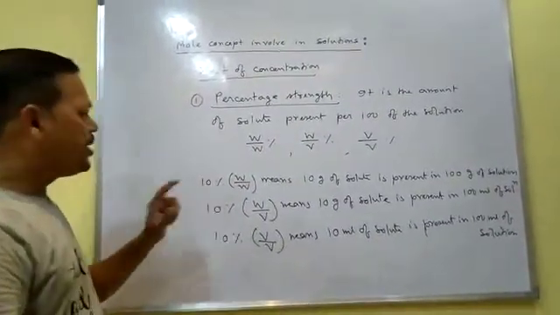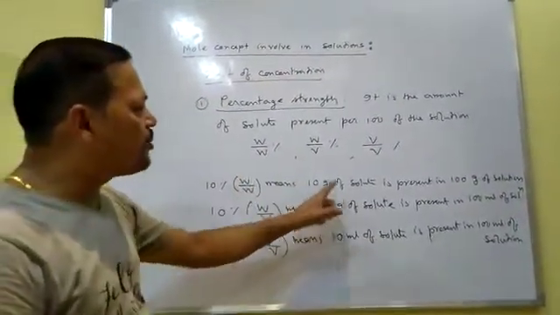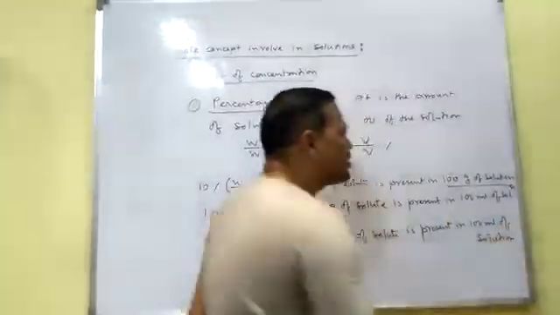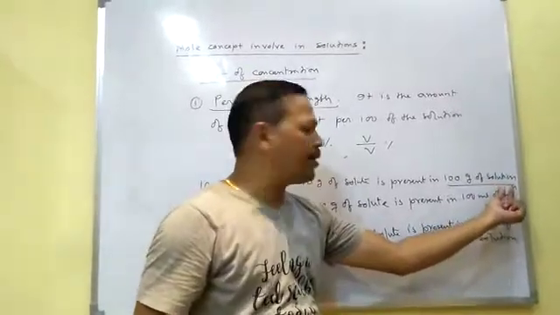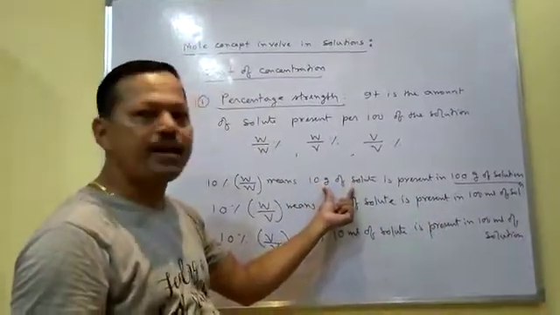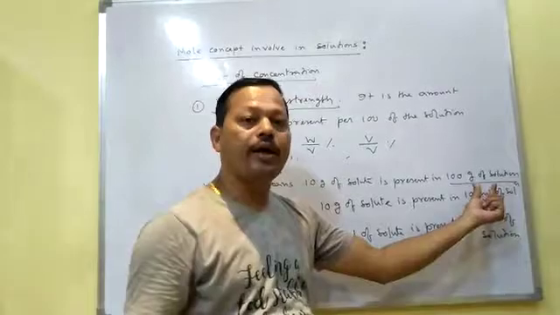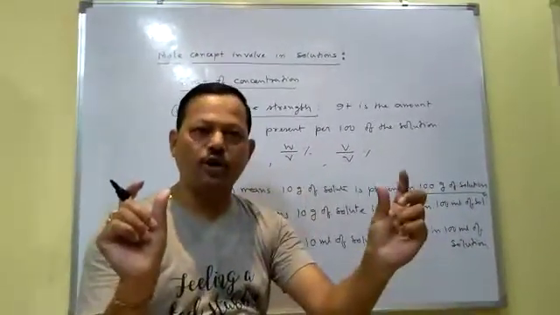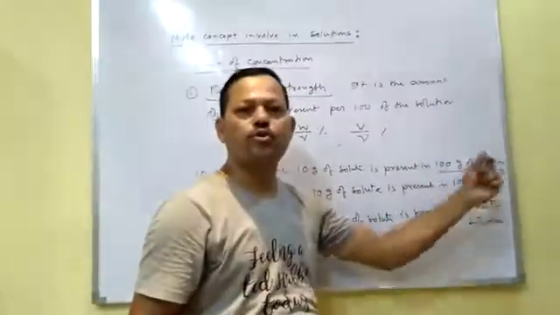Now, in case of this 10% W by W means 10 gram solute is present in 100 gram of solution. 100 gram solution means it contains both solute and solvent. So amount of solute is 10 gram. So what is the amount of solvent? Amount of solvent should be 90 gram. So 10 gram solute, 90 gram solvent, total will be 100 gram solution.